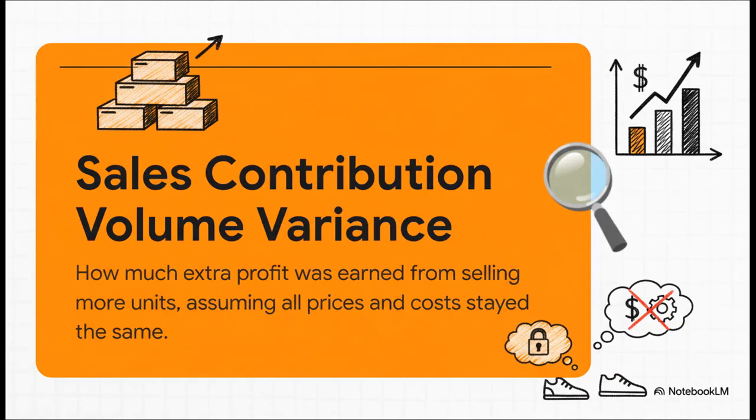Now, this variance has a very specific job. It's all about measuring the pure impact of selling more stuff. For your SCMPE exam, the key concept here is isolation. We're going to pretend just for a second that nothing else changed, no price drops, no cost changes, and just ask, how much more profit did we make just from selling those extra pairs?